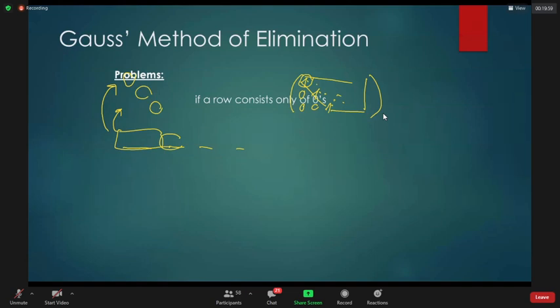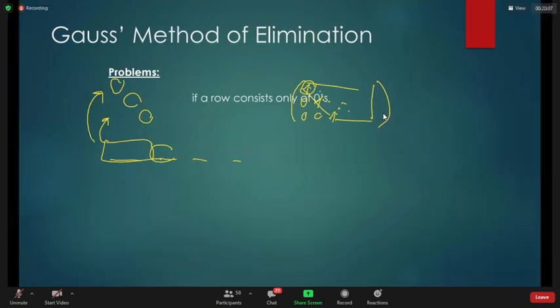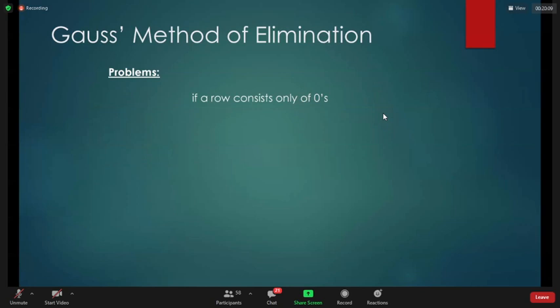Okay, the next. So we have a problem. We will deal a little bit more with the row echelon form later. So we have a problem if a row consists only of zeros. Then we have a problem.